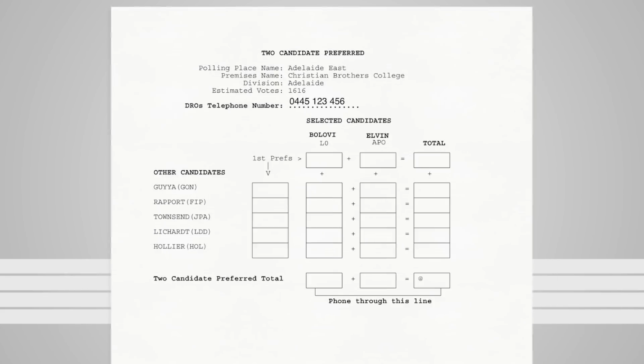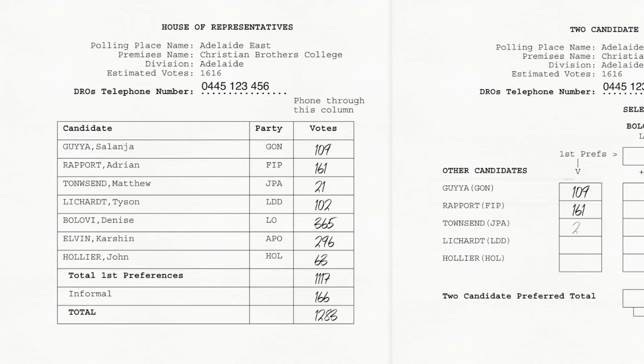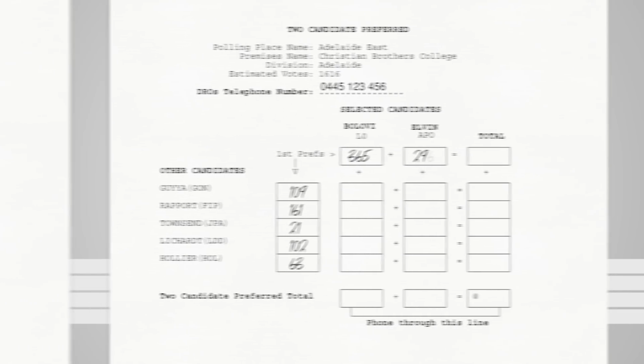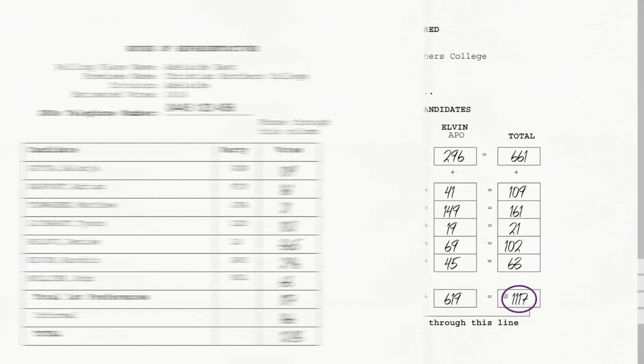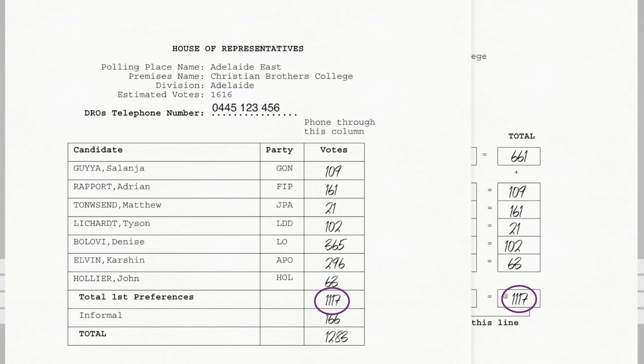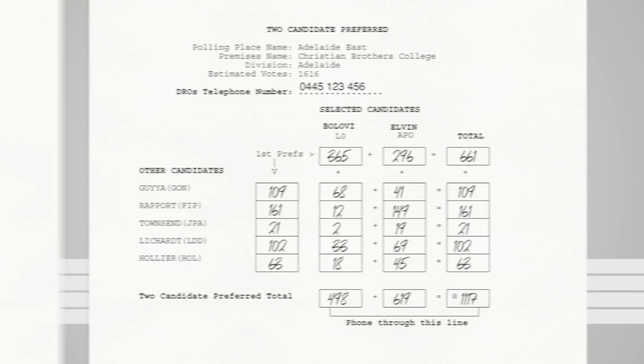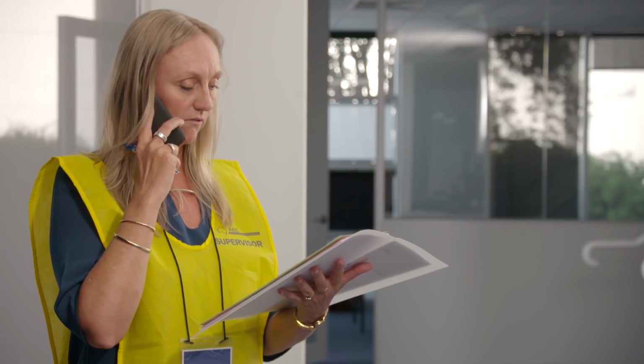And finally, the TCP result form. The first preference figures are transferred to the TCP result form. As each of the non-TCP candidates are sorted and counted, the results are recorded on the TCP results form. The total number of votes distributed to the two preferred candidates must equal the original first preference votes. Once all figures are recorded, you calculate the totals. The final total number of ballot papers should equal the total first preferences recorded on the first preference results form. These figures are phoned through to the DRO.